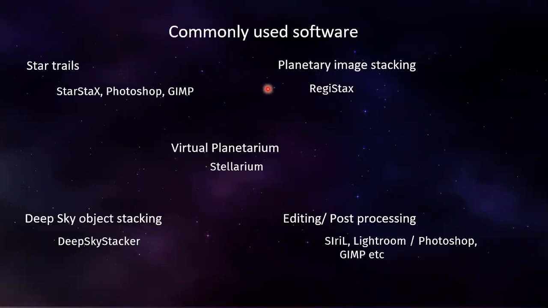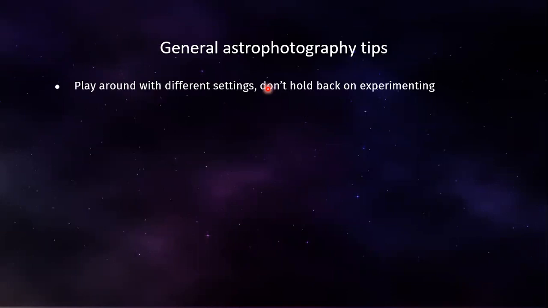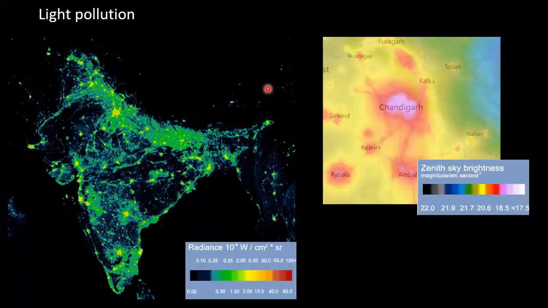Excuse me, sir. When you show the picture of the map of Chandigarh, can you go to that? Is the green place better for astrophotography?